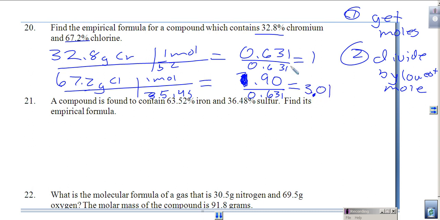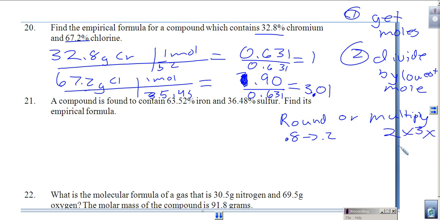And then we have two options. We can either round, or we can multiply. Now, the only time you multiply is if, for whatever reason, you get a number that is outside of the rounding area, which is 0.8 to 0.2. So if you get a number that's 1.5 or 1.25 or 1.33, you can't round that number. So you have to multiply by 2, 3, or 4 in order to get that.